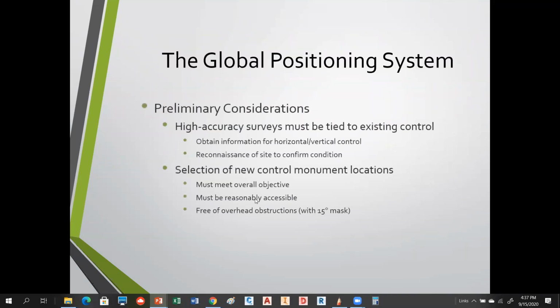So some of the things they have to consider is getting relevant horizontal control information that you can tie into. So somebody has to go out and do reconnaissance to confirm the condition and whether they're finding this stuff. And then if you're going to set new control monuments, you certainly have to look that you're meeting all the overall objective. It's got to be accessible and certainly free from overhead obstructions. And there's a typical 15-degree mask, possibly.